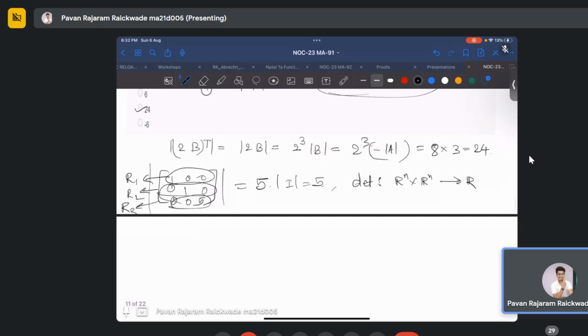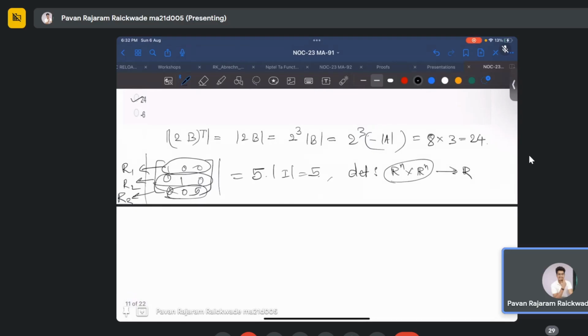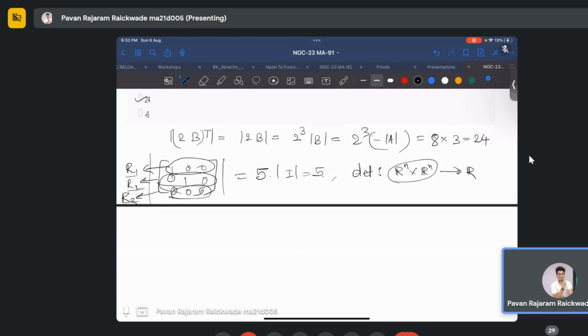The determinant is considered as a function from Rn cross Rn, the set of all matrices. Any matrix can be considered as a set of rows: the first row R1, second row R2, third row R3. If you keep all the rows the same and multiply only one particular row, for example the kth row, by alpha, then the determinant is linear in that row.